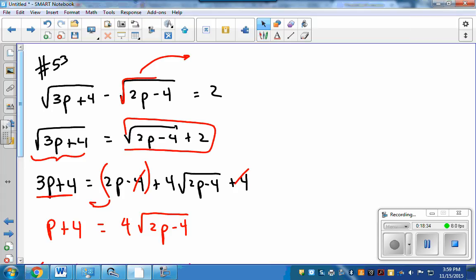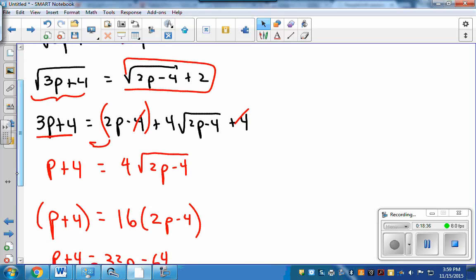So let's see, what did I do next? I tried to combine like terms. Let's see, so this, use a different color here. This negative 4 and this positive 4 go out. And then I subtracted 2p from both sides. So that gave me 1p. I still had a 4 here. Was there anything left on the right? I had 4 times the radical. So that looks good so far. Okay, then I'm squaring.